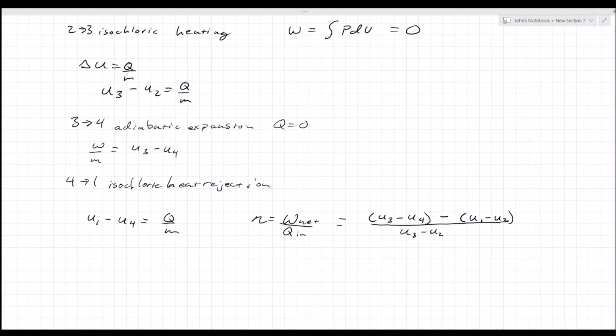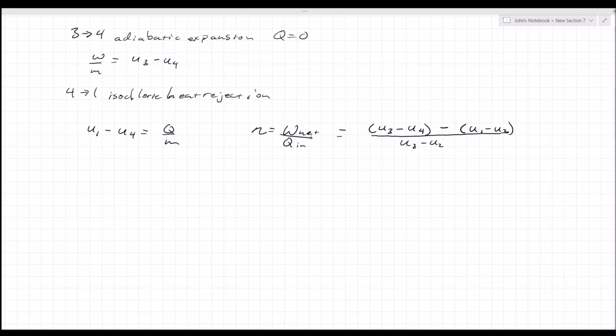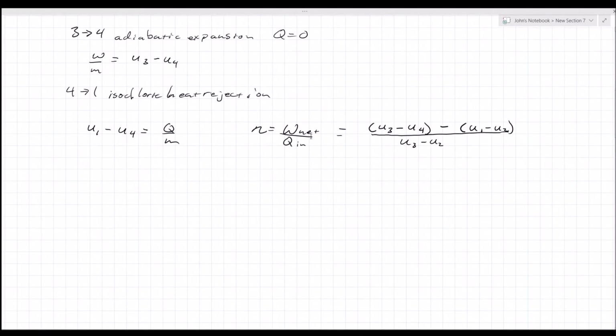Now, one of the other things you're going to have with an Otto cycle is a compression ratio. It's how much you went from bottom dead center to top dead center. So it's going to be the compression ratio.